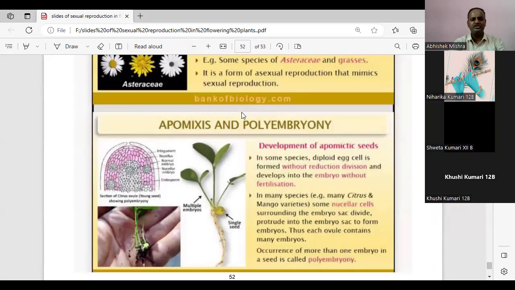Again, under similar conditions, if there are free nuclear cells surrounding the embryo, then each ovule contains many embryos. One embryo is normal, but when the nuclear cells surrounding the embryo sac divide, they also give rise to extra embryos. So students, sometimes this question is asked in the examination, how polyembryo arises or how apomictic seeds are formed. Okay.